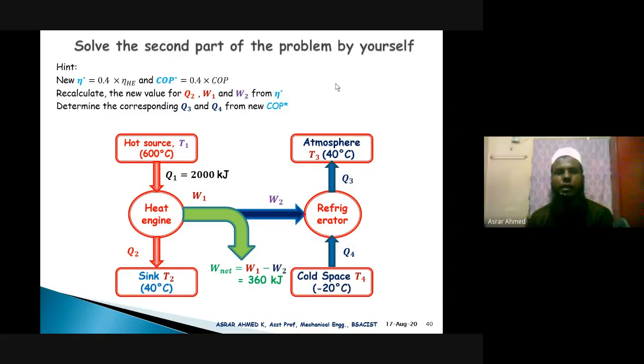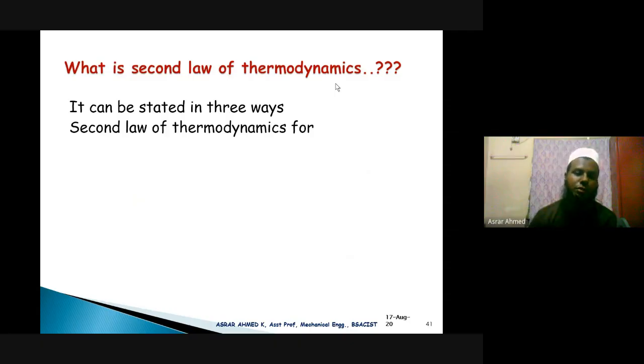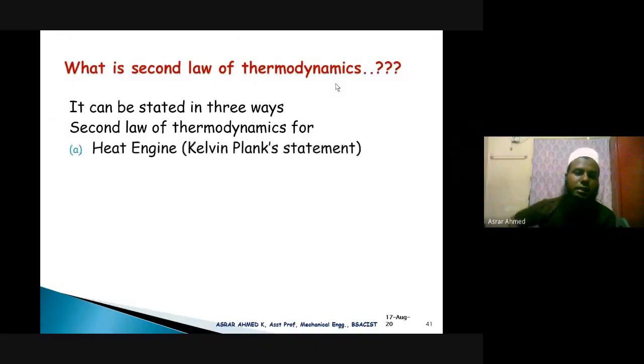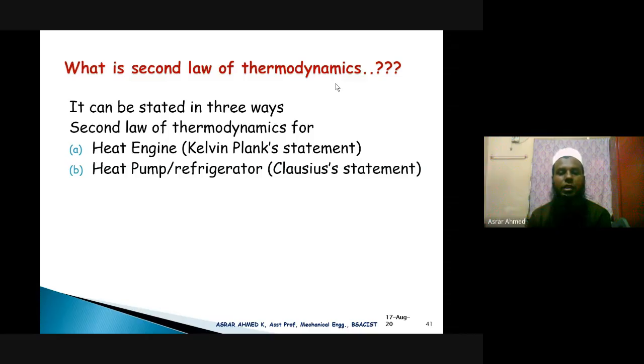So till here we have completed the second law of thermodynamics for heat engine, heat pump and refrigerator, that is the Clausius statement and Kelvin statement. If you remember, we started the unit by discussing the second law of thermodynamics, and we said that it can be discussed in three ways. The first one is the heat engine, Kelvin-Planck statement. We have seen more problems on this. Then heat pump and refrigerator, Clausius statement. Option A, heat engine, is efficiency. Option B, heat pump and refrigerator, is COP.